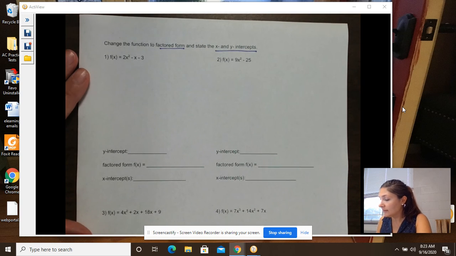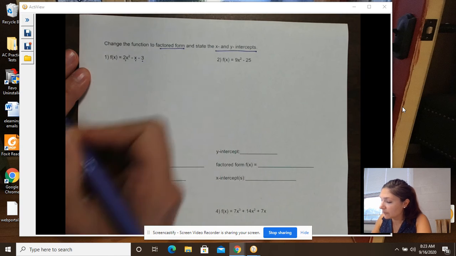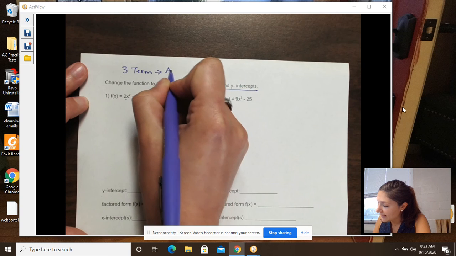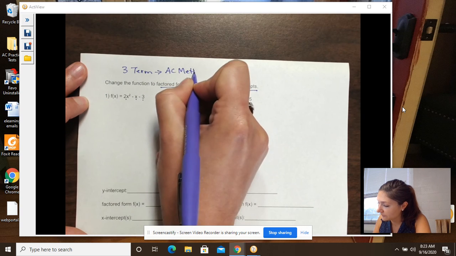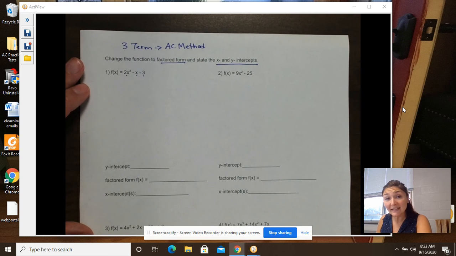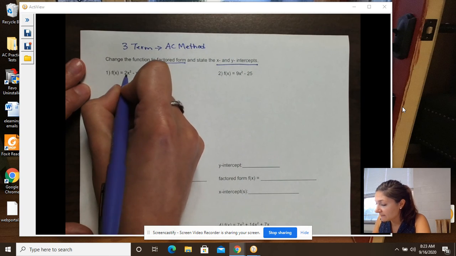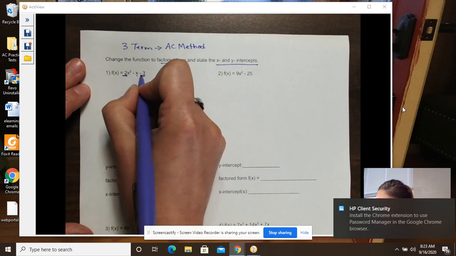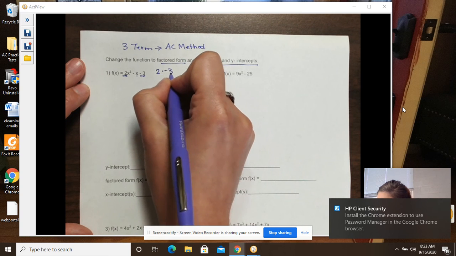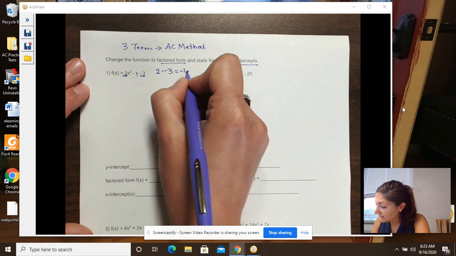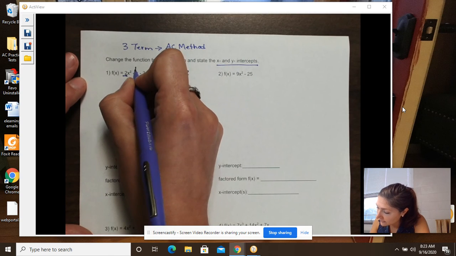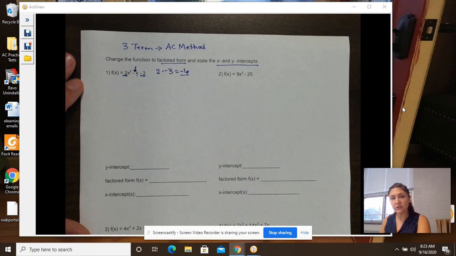So problem number one, we've got three terms. Remember, anytime I have three terms, I want to look at AC method for factoring. Okay, so I'm going to use AC method here for this first problem. So for AC method, remember that's where I start by identifying my leading coefficient and my constant term, and I'm going to multiply those two together. So 2 times -3 would give me -6. And now I want factors of -6 that add to the coefficient of my middle term.